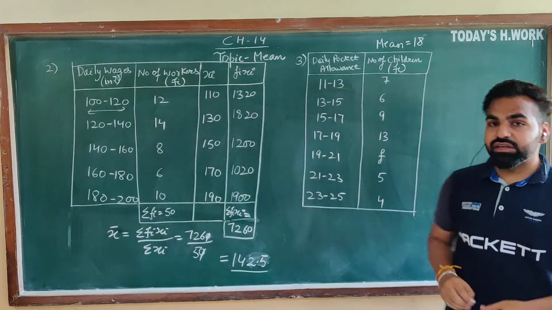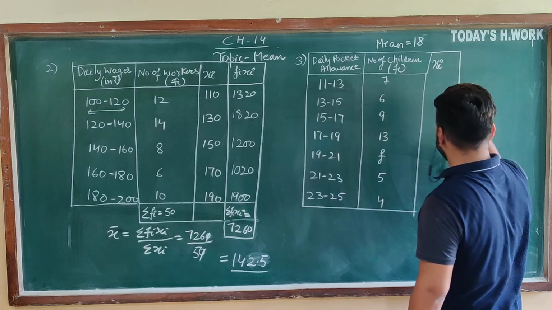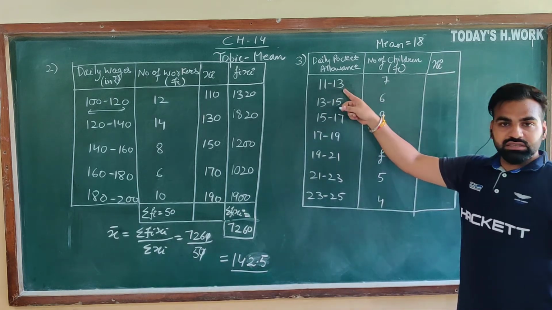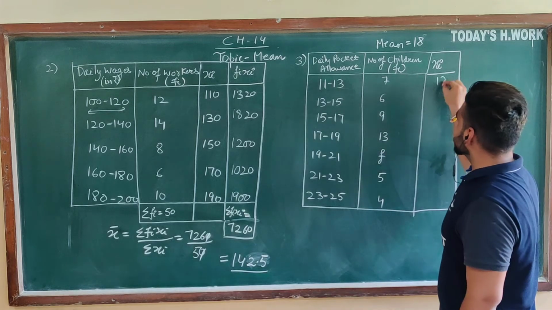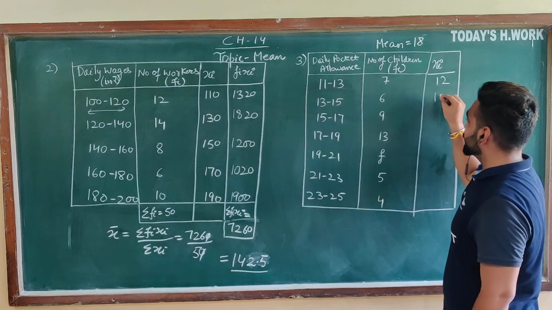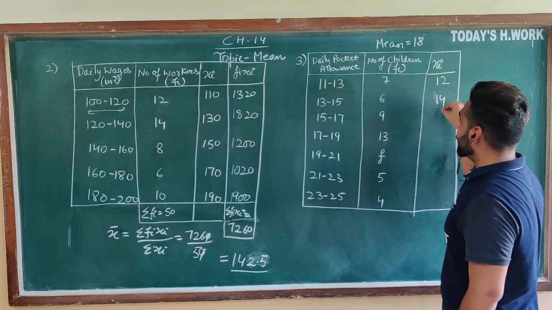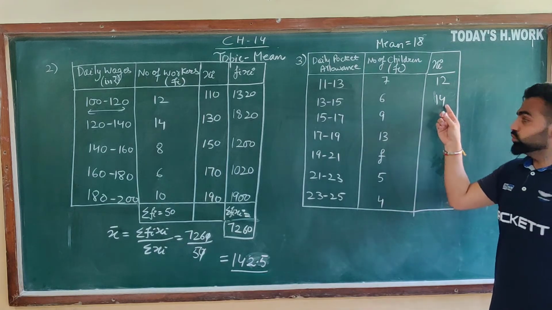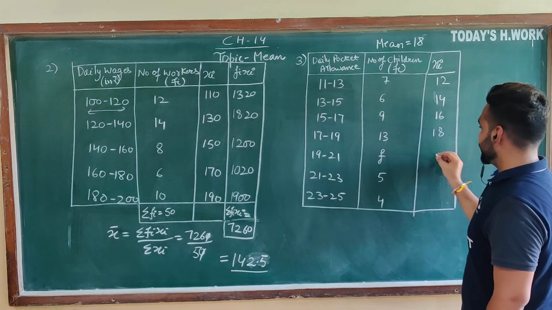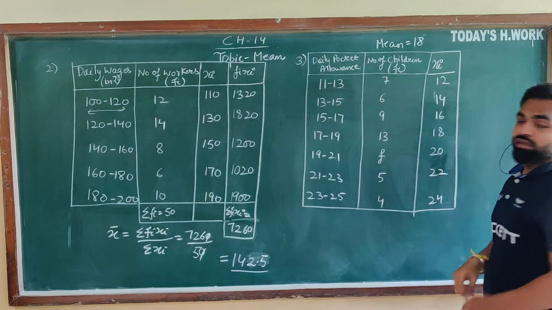First of all, we will calculate the class mark. Class mark will be equal to xi. So this will be equal to 11 plus 13, 24. 24 by 2 is 12. 13 plus 15, 28. 28 by 2 is 14, and here see what is the difference, 2. So next will be 16, 18, 20, 22 and 24.